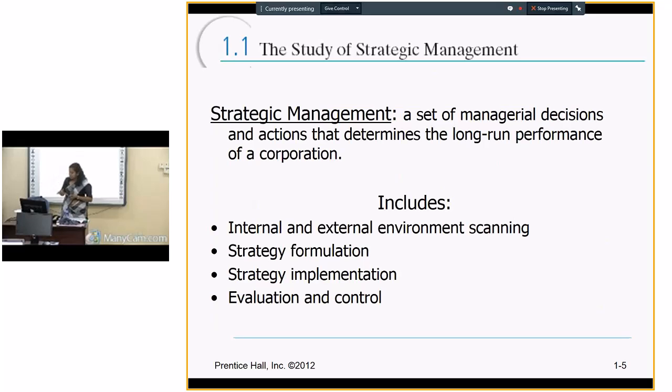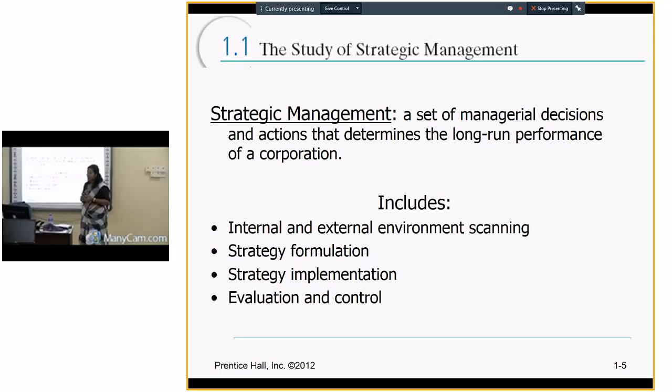Okay. Therefore, how do we define strategic management? We have to think about what kind of managerial decisions and actions determine the long-term performance of the company. Whatever decisions or actions we take as an organization, we have to look at what will happen to our long-term future. That is what is mentioned here: a set of managerial decisions and actions which determine the long-run performance of the company or the organization.